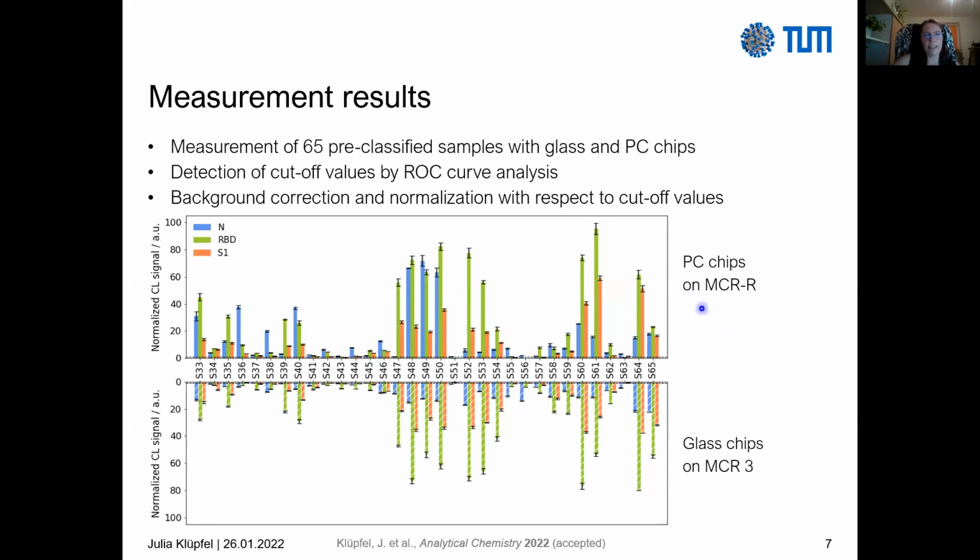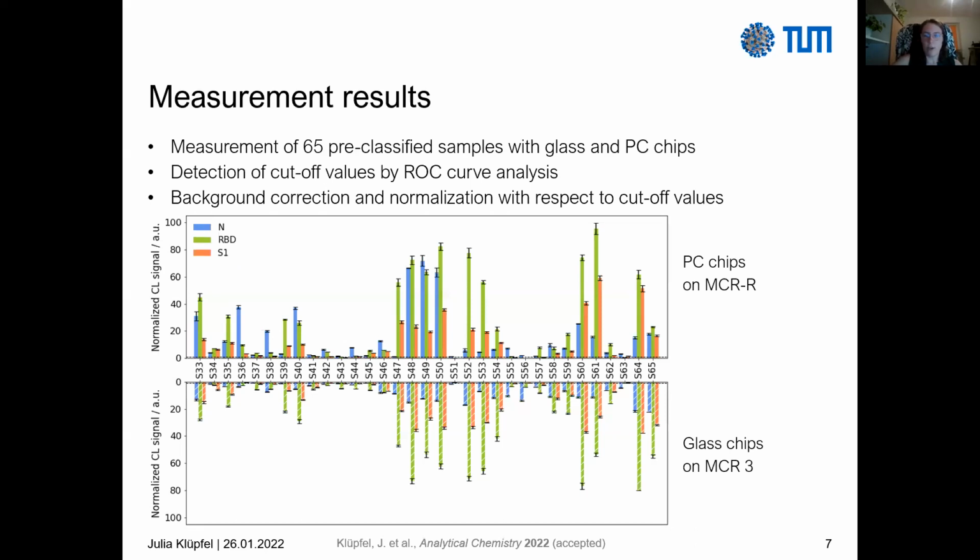And on top, you can see the polycarbonate chips. And on the bottom, you can see the glass chips, which had been measured on the previous device generation. So the results are very similar for all of the tested proteins, which are N-RBD and S1 protein. And with both chip types, we could classify all samples correctly. So in general, the principle seemed to work.